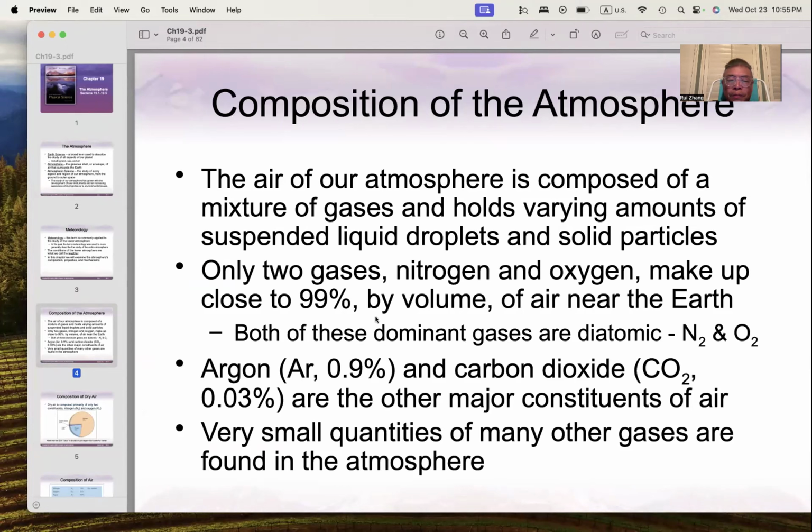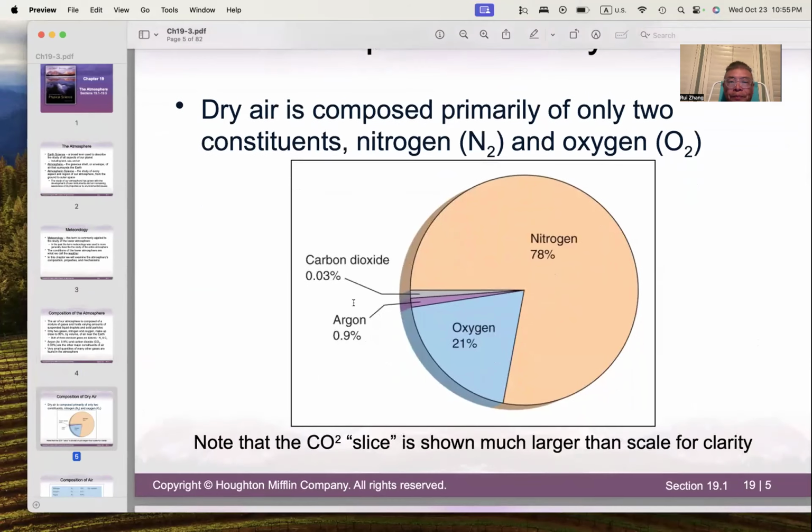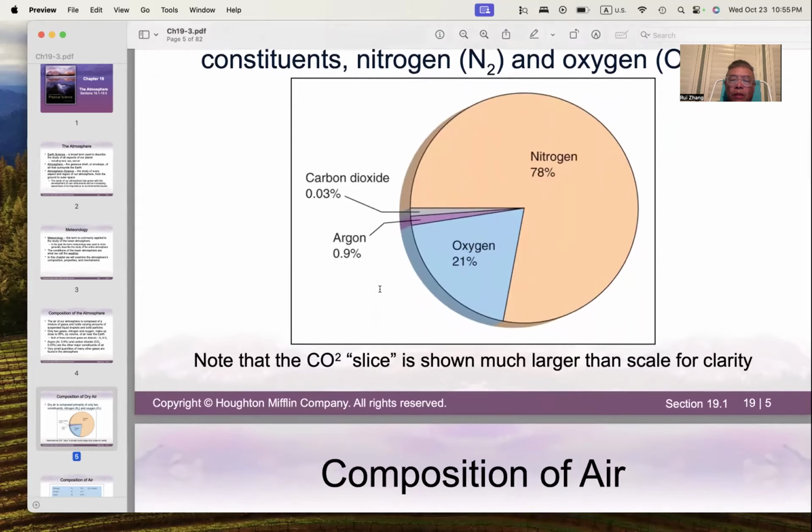The most important components we have are nitrogen and oxygen, and after that, argon and carbon dioxide. Their percentages can be seen from this chart. Nitrogen has about 78%, oxygen 21%. Together, that's 99%, the majority of our atmosphere. Carbon dioxide, argon, and other things are just a very small portion of it.